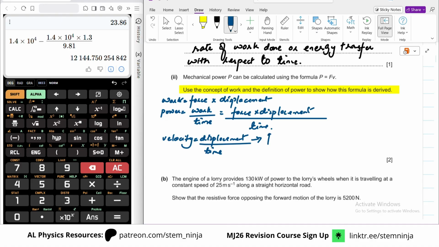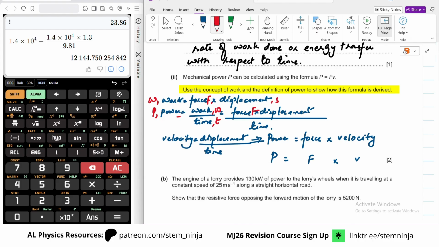Hence, power is force times velocity. So in symbols, P is equal to F times V. So you can add symbols over here. So W work, force F, displacement S, power P. Actually, it should be on the right hand side, but work, time, force F, displacement S, time T, velocity V, displacement S, time T, power P, force F, velocity.